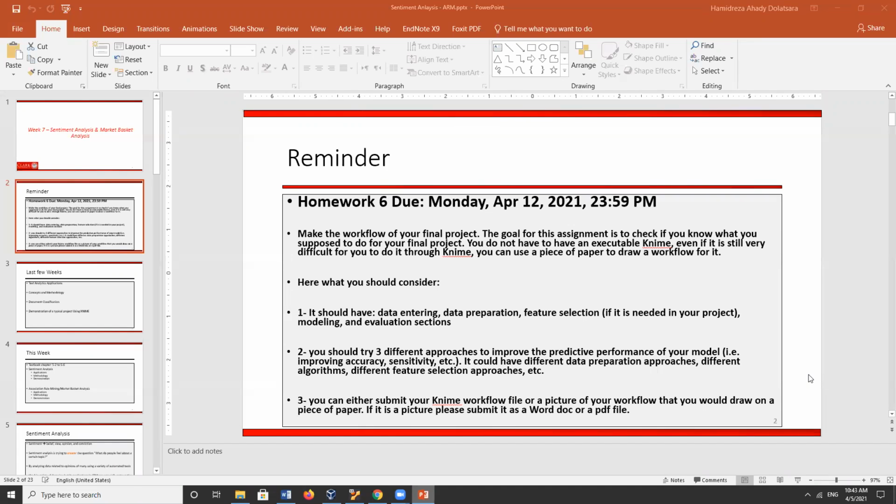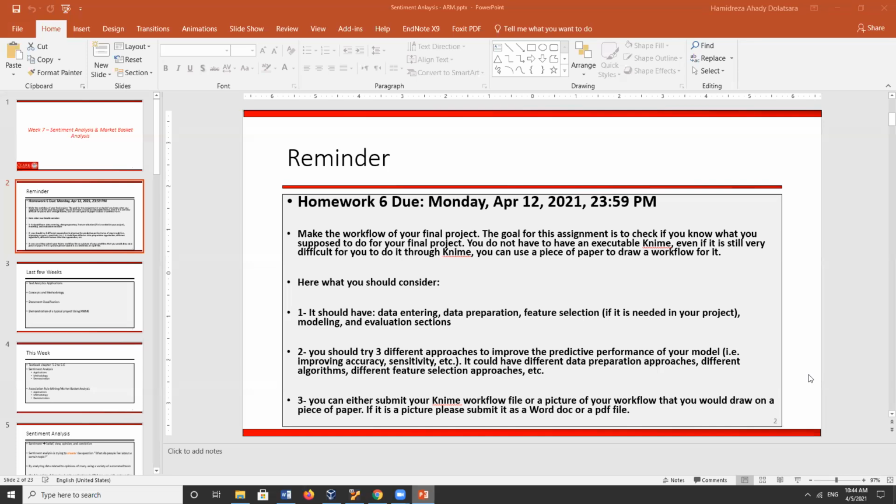So when I say different approaches to improving the predictive performance, it means I expect you to have extra branches, where each branch means you try one way or another way to improve your predictive performance.